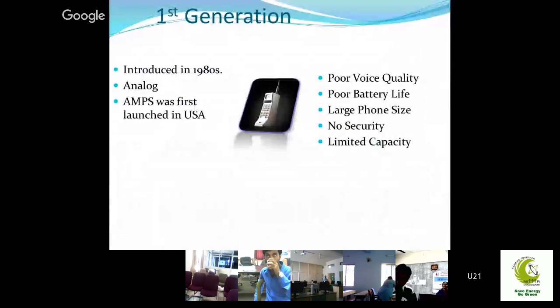If we talk about first generation, it started in early 80s. It was analog. AMPS was the first such communication system. And if we talk about the application perspective, the application was to support voice call. But even the voice quality was poor. It was having a poor battery life. The sizes of the phone was quite large. There was no security and very limited capacity. Limited capacity because it was based on FDMA.